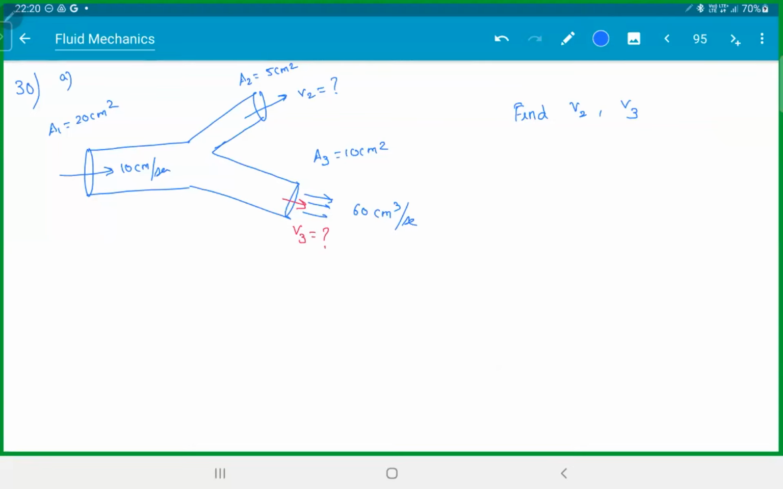Basically, this is what happens when two rivers meet. In Prayagraj or somewhere, two rivers meet and they combine into one. So basically, the flow rate will add up. Net inflow is equal to net outflow. In current electricity, we call it the junction law. The current entering a node is equal to the current leaving the node.